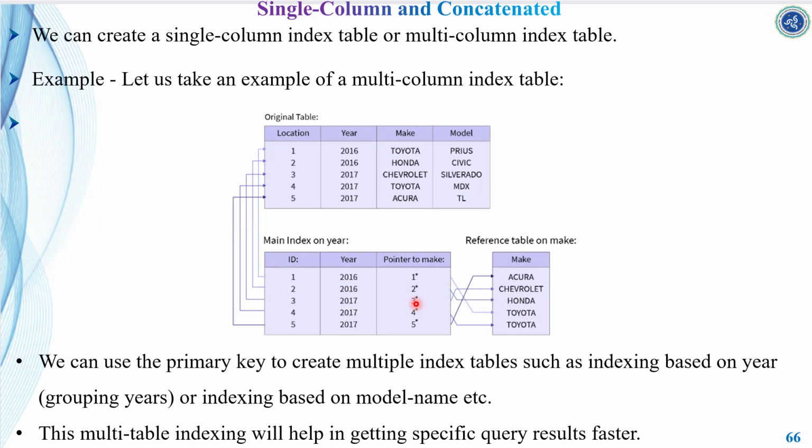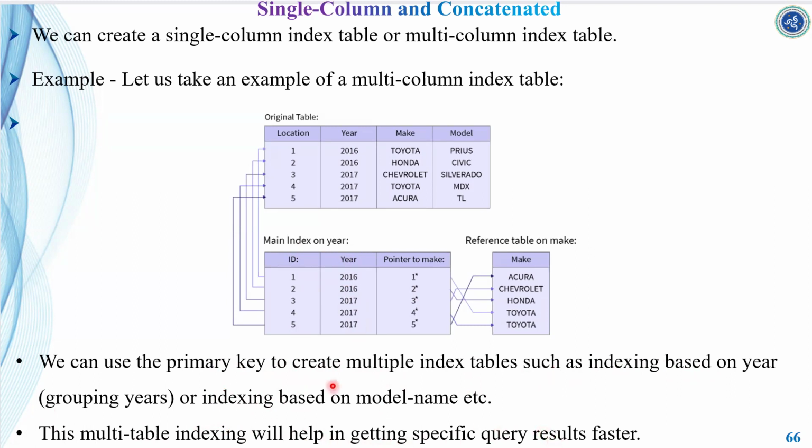Here we can use the primary key. The year is not a primary key because it will have multiple values, but it is possible to create indexing on a primary key also. To create multiple indexes, such as indexing based on the year, we can also group some of the fields and do the indexing. This is multi-column indexing, and it helps to get specific query results faster.